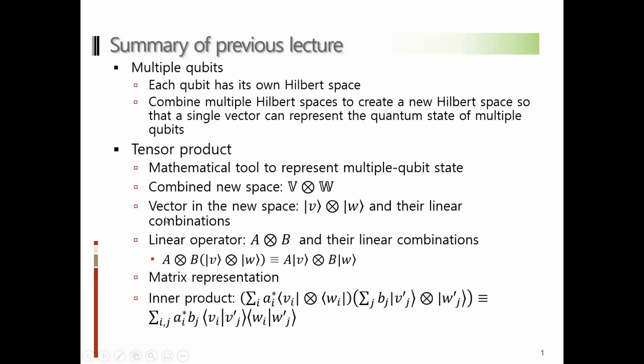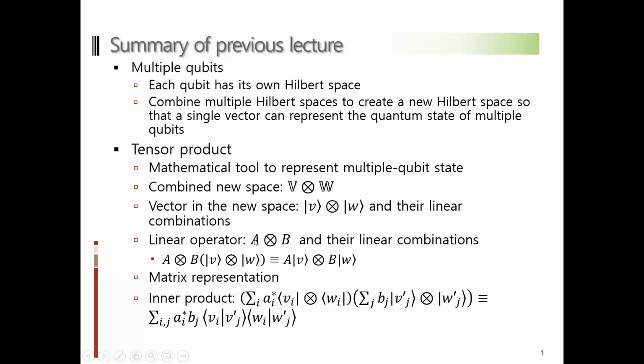And for a good vector space, we also need to define the linear operator. The way we can construct or define the linear operator in this new vector space is quite straightforward. Similar to the vectors in this new space, we can think about a linear operator from this original space and another linear operator from this other vector space, and then just combine them together with this tensor product notation again.